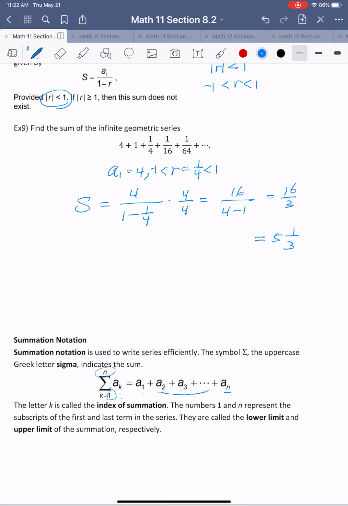The letter k is called the index of summation. So the numbers 1 and n represent the subscripts of the first and the last term of the series. They are called the lower limit and upper limit of the summation respectively. Okay, all right, let's look at the next page.